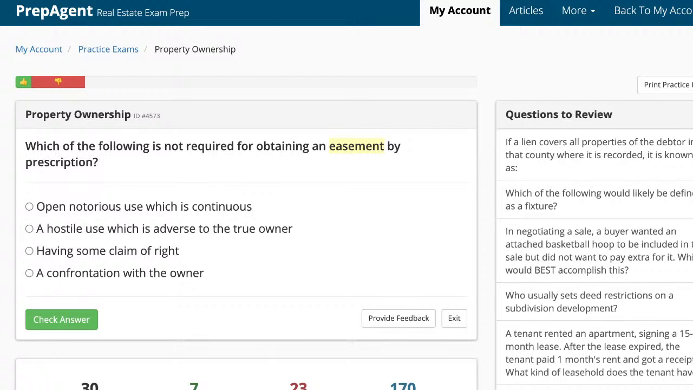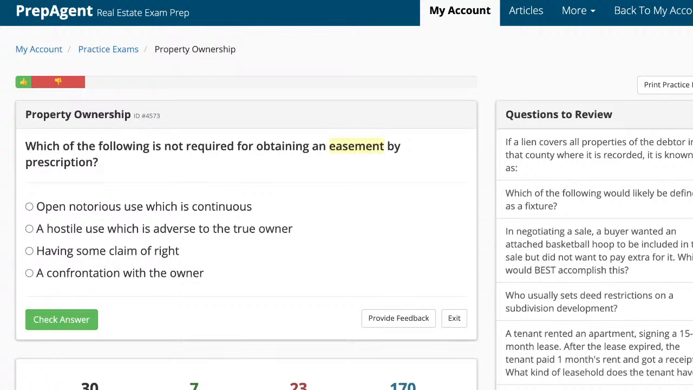Which of the following is not required for obtaining an easement by prescription? A, open notorious use, which is continuous. B, a hostile use, which is adverse to the true owner. C, having some claim of right, or D, a confrontation with the owner?